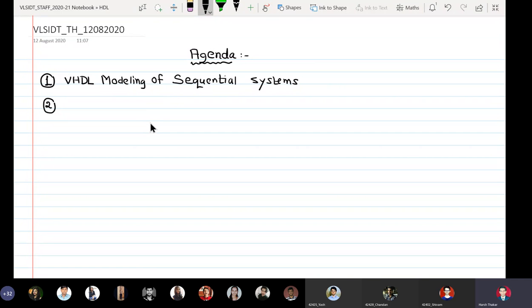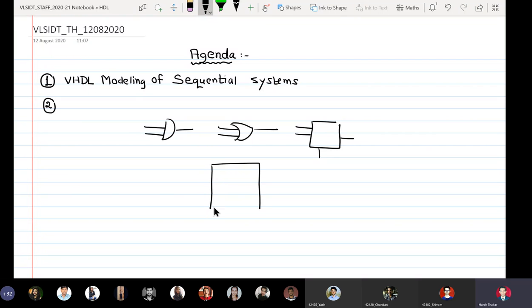Okay. So when I say VHDL modeling of sequential systems, which are the systems that you have designed or modeled till now? We have designed an AND gate, and if I simply change the keyword AND to OR, it becomes an OR gate. Then we designed the 2:1 mux. Okay, so we have designed logic gates, mux, and even decoders.